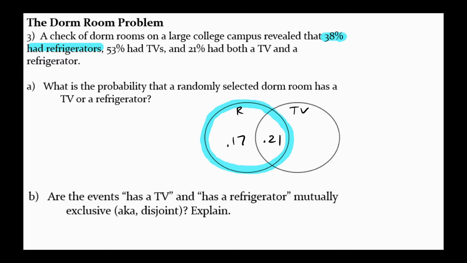All right. Now the next one is TVs. 53% had TVs. Again, TV is in this circle here. So we need that to be 53% in that brown, tan circle. So what percent is going to go in here? 32. Right?